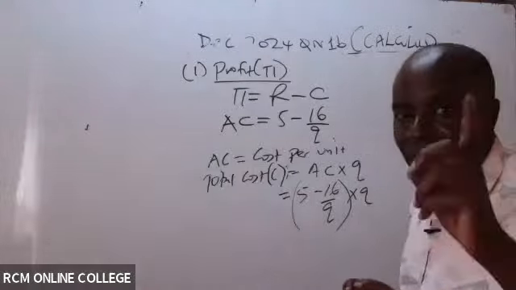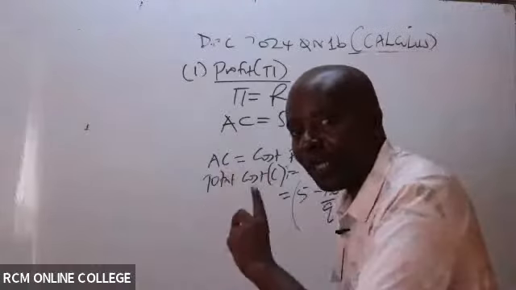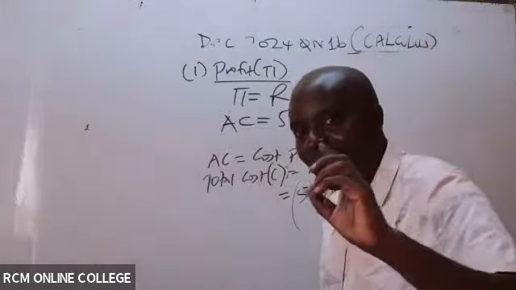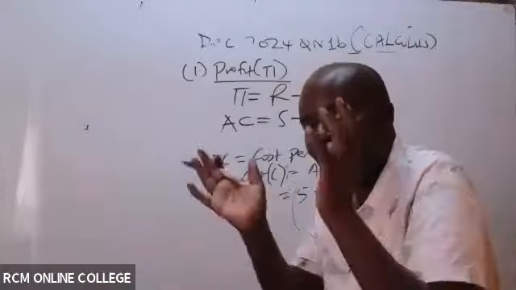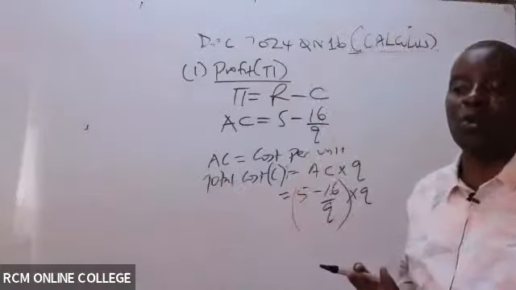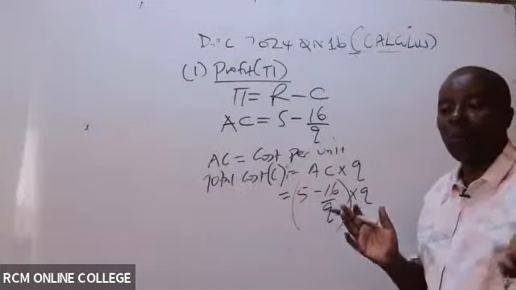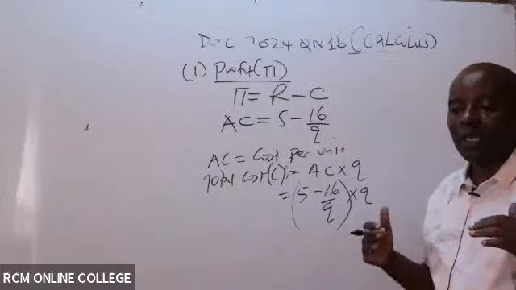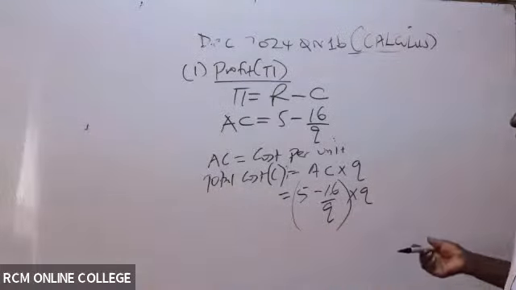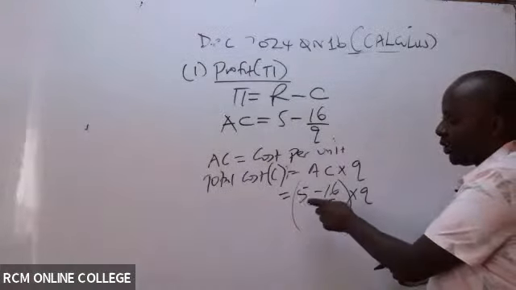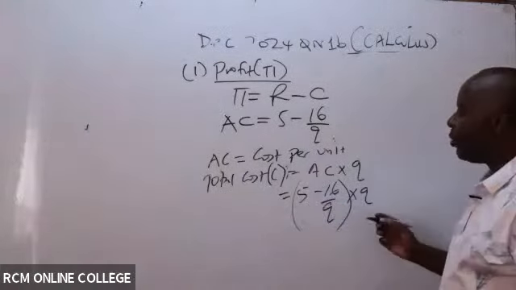So remember, when I'm given average cost, I don't integrate. When I'm given average cost, take the average cost function and multiply it with Q to get total cost, or with X, depending on what the examiner is using as the variable. Distributive law, distribute this inside here.